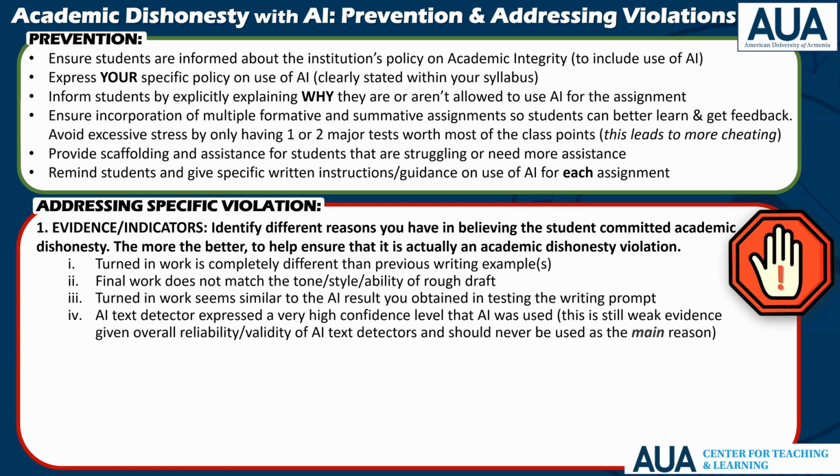Third indicator would be that turned in work seems similar to the AI result you obtained in testing the writing prompt. An example would be that if you're giving your class an assignment to write an essay dealing with democracy in Armenia, you could take that prompt, feed it into an AI like ChatGPT, write an essay about democracy in Armenia, and now you have the results of the AI.